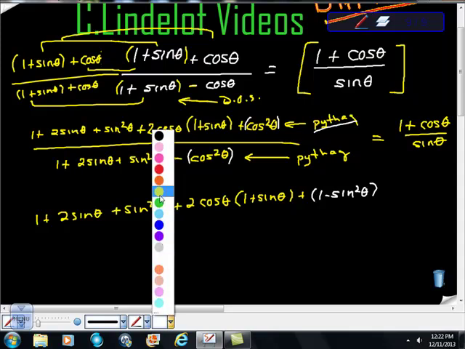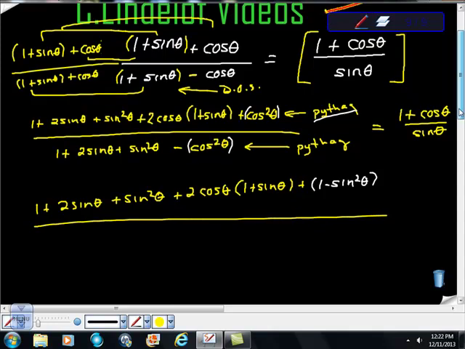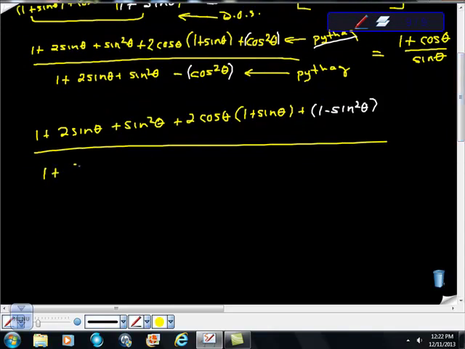I'm going to do the same thing at the bottom. I'm going to rewrite all this. I'm going to have 1 plus 2 sine theta plus sine squared theta. This negative sign is this one, but in parentheses, think about it, we have 1 minus sine squared theta. Here I'm going to simplify.